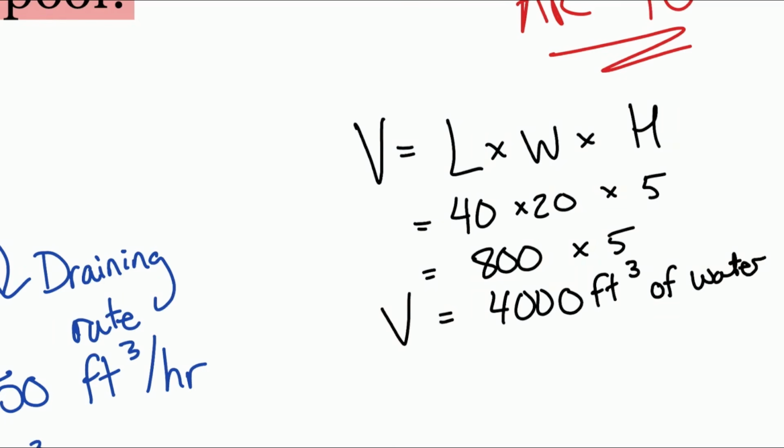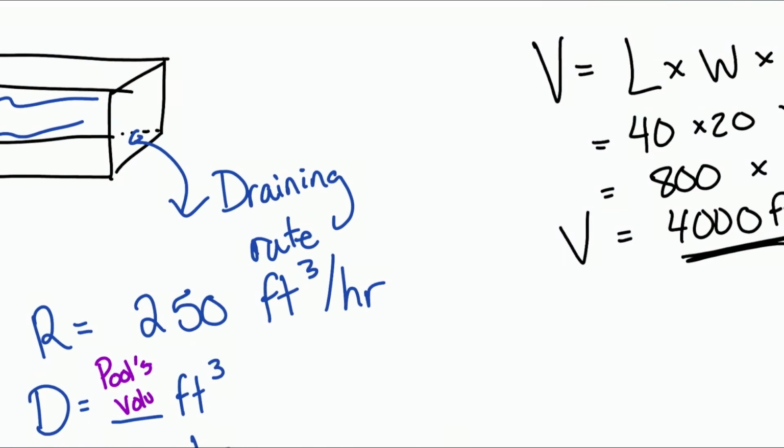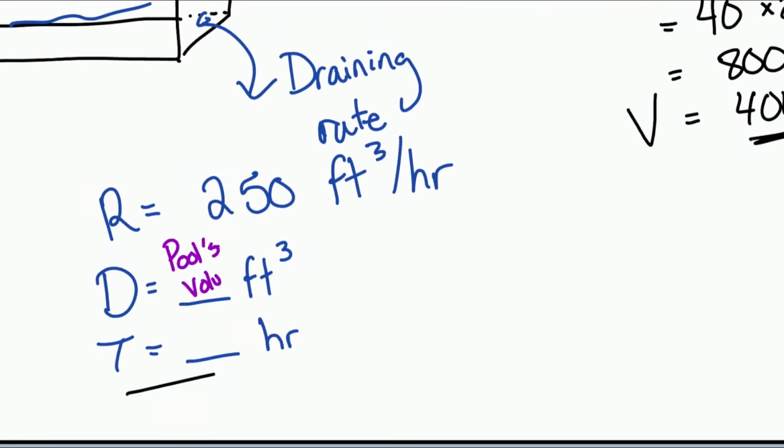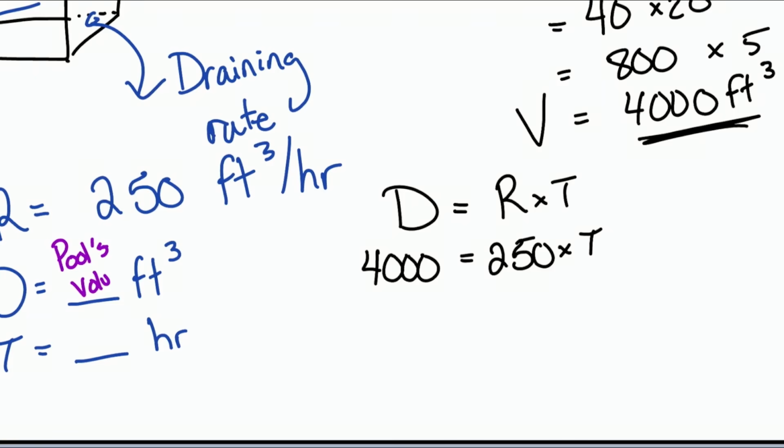Once we found that volume, 4,000 cubic feet, that's the amount of water we're getting rid of. That's how much water we are draining. This is the rate at which we're draining. And now we can plug this all in to figure out how much time it'll take. Just like I said, distance equals rate times time. We're trying to get 4,000 cubic feet of water at a rate of 250 cubic feet per hour, and then we multiply that by t. To get t, or time, by itself, we just divide by 250.